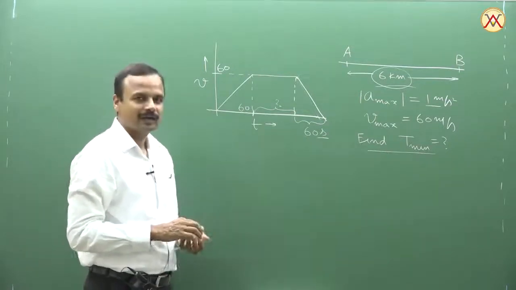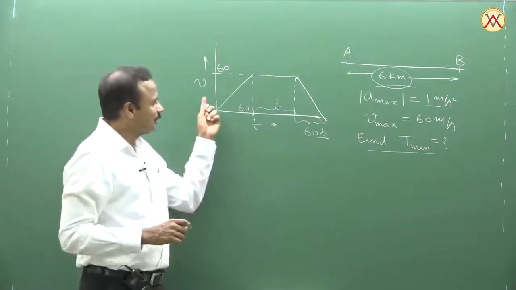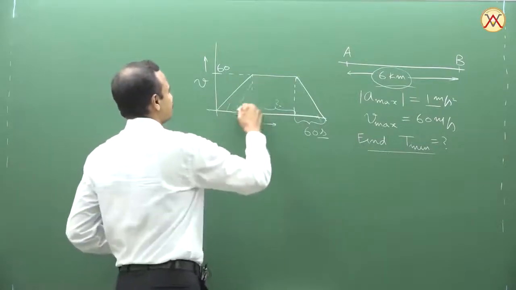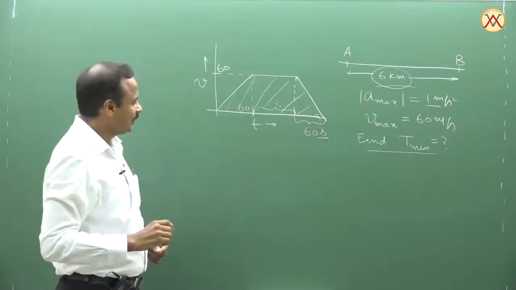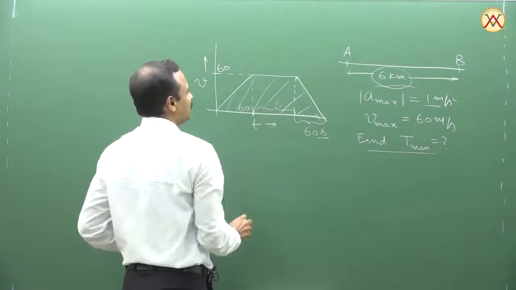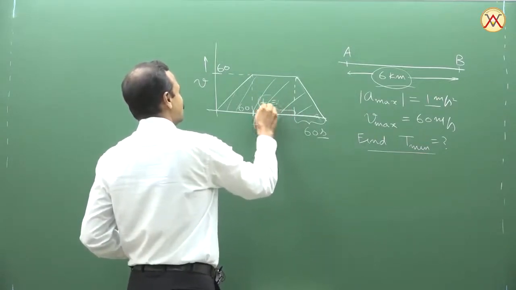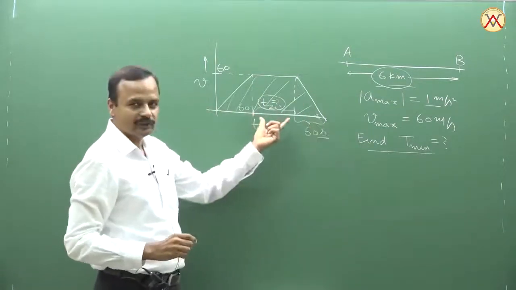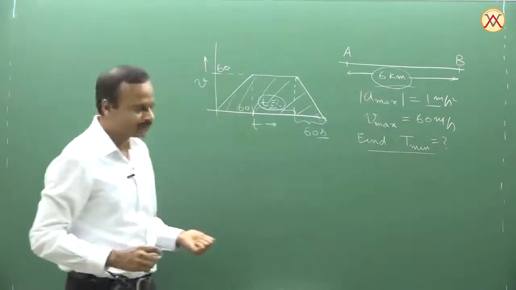From this graph, how do we get displacement? Yes, you know velocity time graph. In a velocity time graph, area under the graph tells you the displacement. Alright, so let's assume this unknown time to be some t2 and calculate this area in terms of t2. And we can put that equal to 6,000 meters.